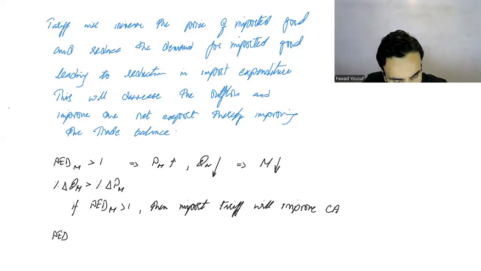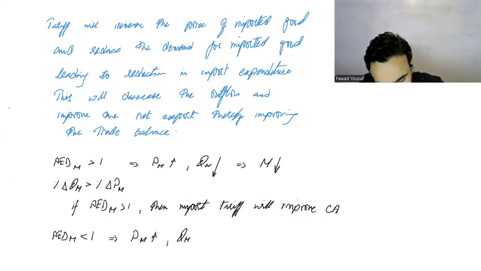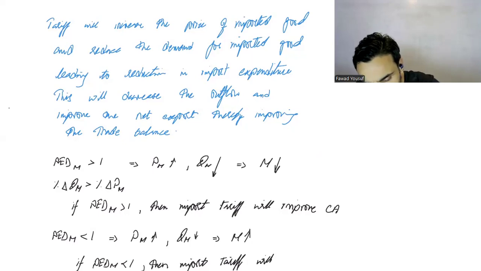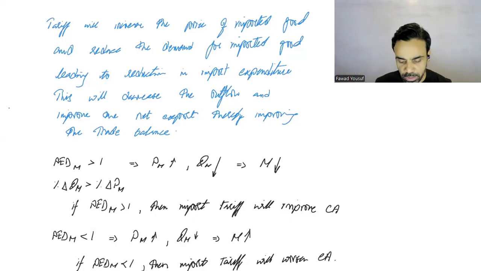However, अगर PED for imports is less than 1, then when the price of import rises, the quantity of import fall will be much lesser and your import expenditure will be higher. And as a result, right? So if PED for imports is less than 1, then import tariff will worsen the current account. I think this is how you go about it.